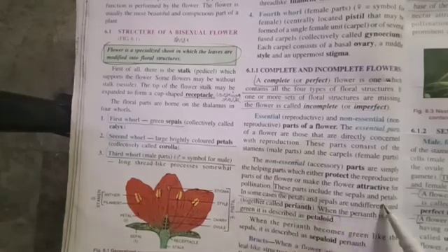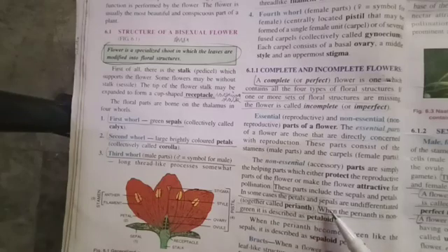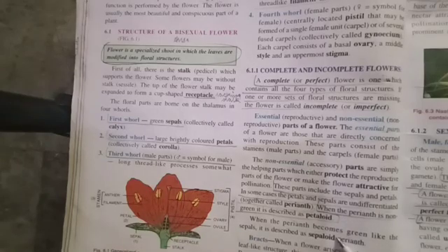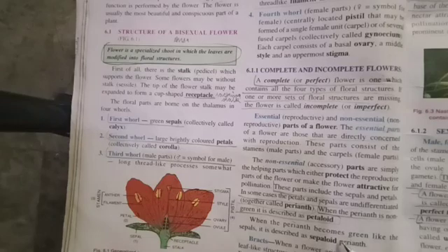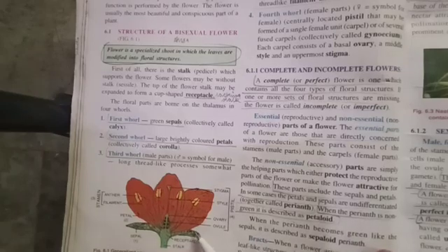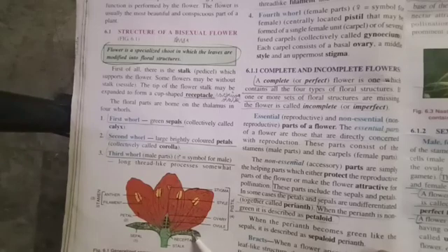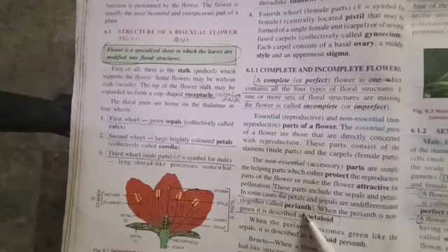These parts include the sepals and petals. In some cases, the petals and sepals are undifferentiated. Now, there are some definitions here. One-word questions can be asked from this, so you need to revise this very carefully. Where the petals and sepals, these two parts, are undifferentiated, not different but joined together, this is known as the perianth.